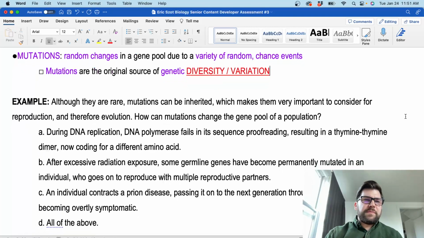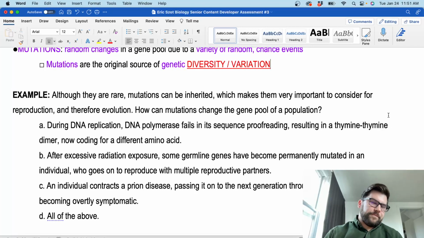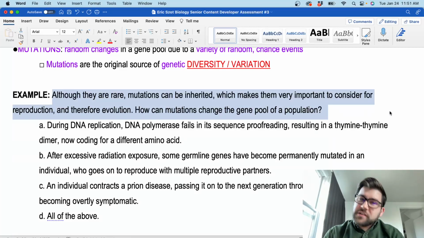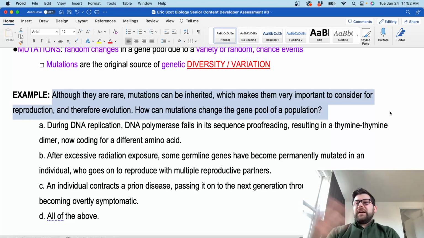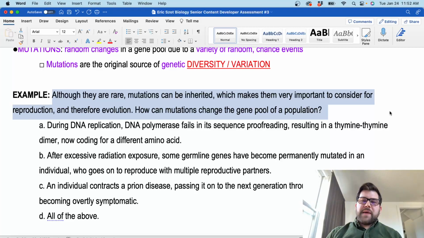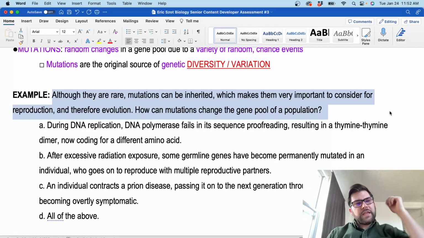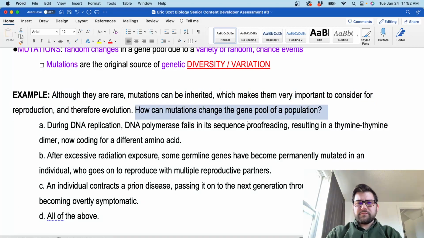So let's take a look at a sample test question here and see how this could be operating, how you might see this on a test or how it could be framed. So let's start with the question. Yes, they're rare, but most of the time mutations are inheritable. They are of the germline a lot of times. So if you're surviving and reproducing, think back to natural selection, your mutations are probably being passed along in the gene pool. So due to mutations, the population is evolving. So the question here is really asking, how can they change the gene pool? How is this possible? How does this occur?